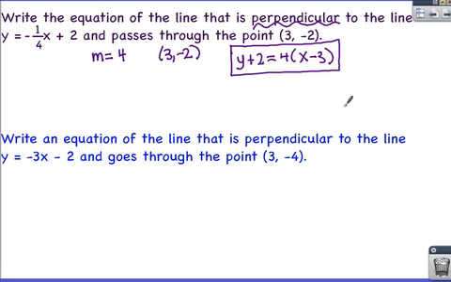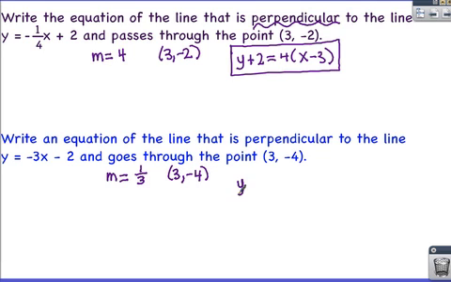Write an equation of the line that is perpendicular to the line y equals negative 3x minus 2 and goes through the point (3, -4). Since we're writing the perpendicular line, we look at our slope and take the opposite reciprocal, which would be positive 1/3. We also know that our line goes through the point (3, -4).